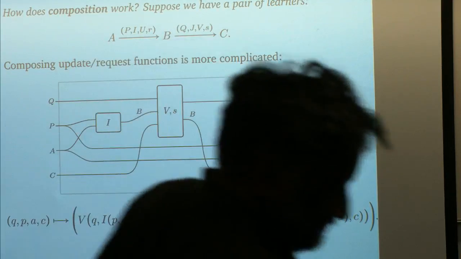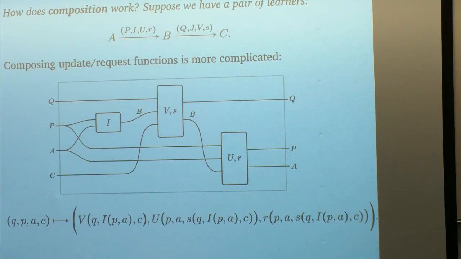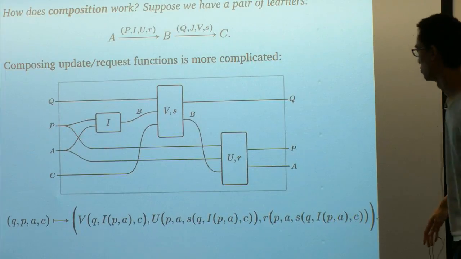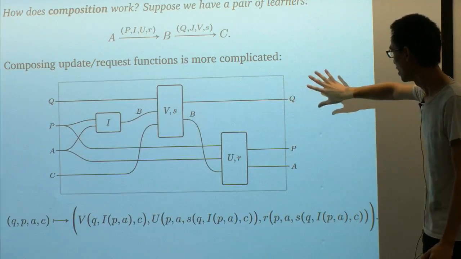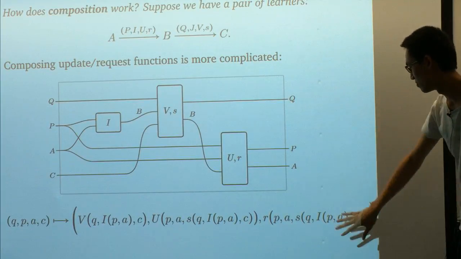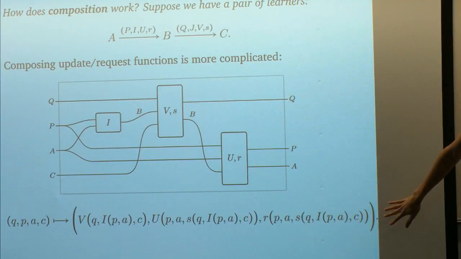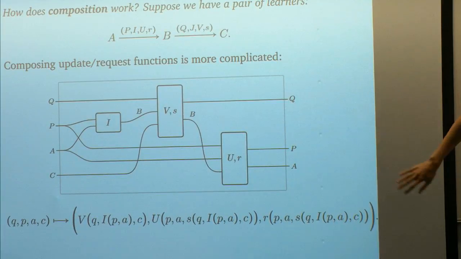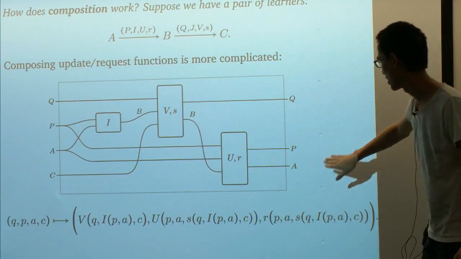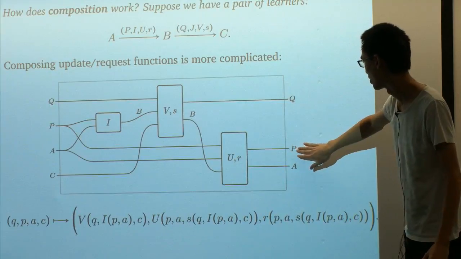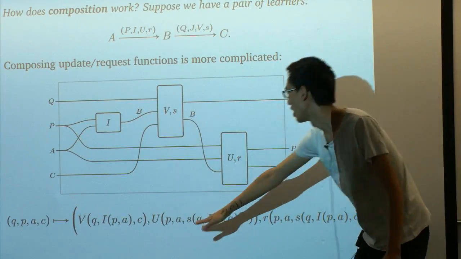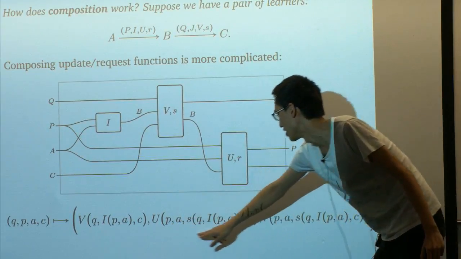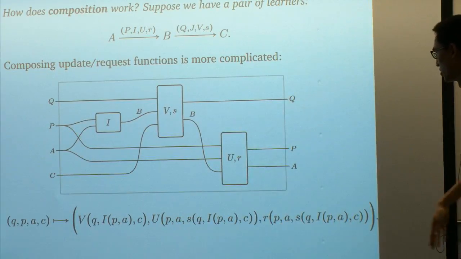Composing update and request functions is a bit more complicated, but you play the same game you do with open games. So here it is in string diagram form. Here's some messy equation that expresses exactly the same thing. But just so we're reading this correctly, say we want to know what this value of P that is spit out here is. Well, this is this value here, this middle element of this tuple.